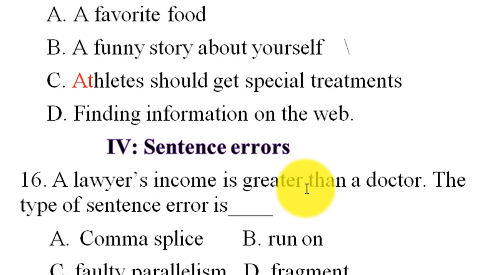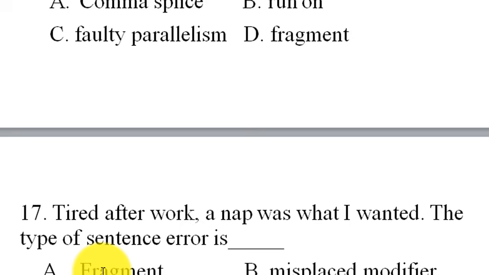A lawyer's income is greater than a doctor's. Absolutely. A doctor's means a doctor's income. That's a possessive noun. A doctor's income is something belonging to someone. So the answer is wrong parallelism, C. Absolutely, right.